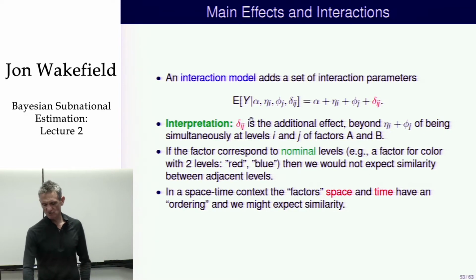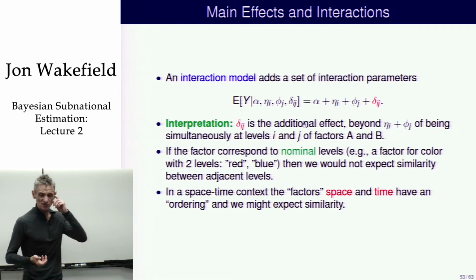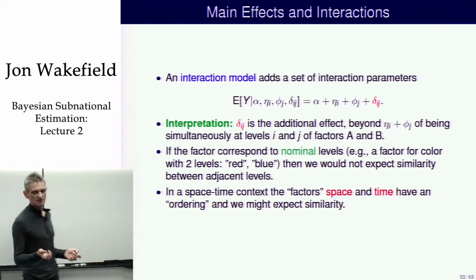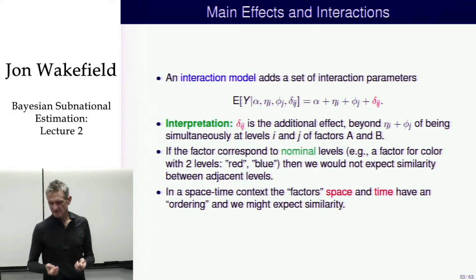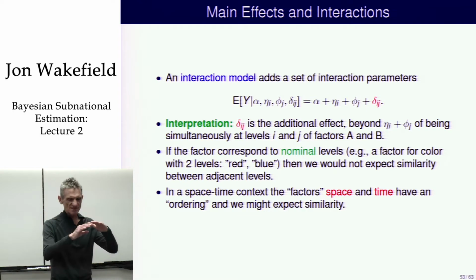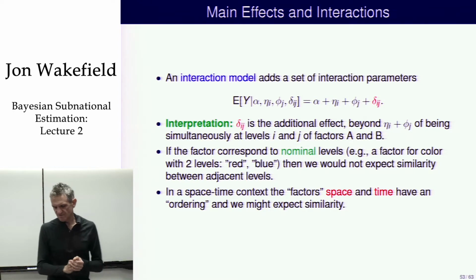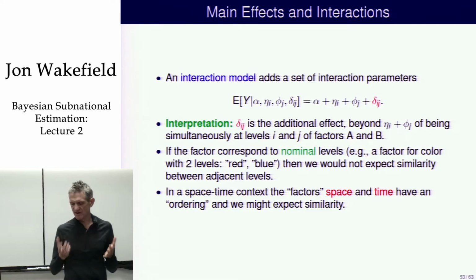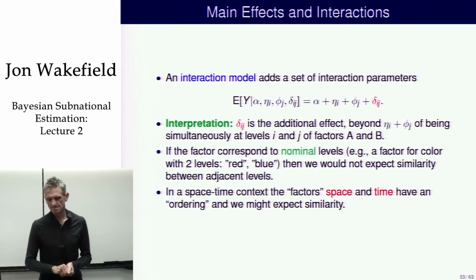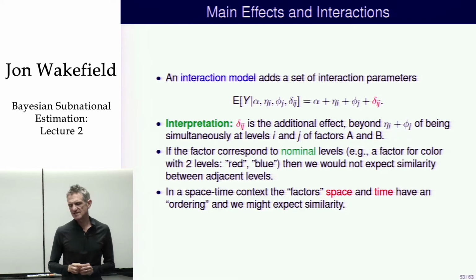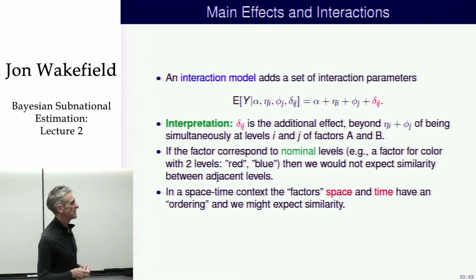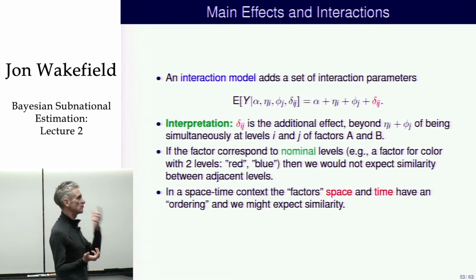Now we can add in an interaction term. Delta ij is interpreted as the additional effect beyond eta I plus phi j. The main effects would say this, and now we've got some deviation from that, which allows the data to deviate from this very simple main effects model. So let's think about those delta ij's. What sort of model would we specify for them?